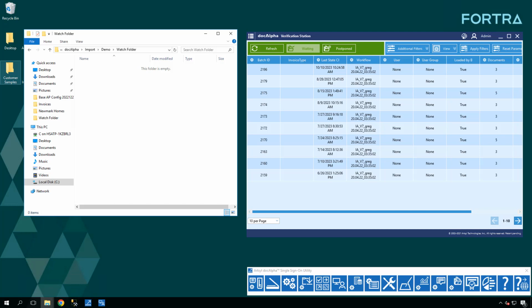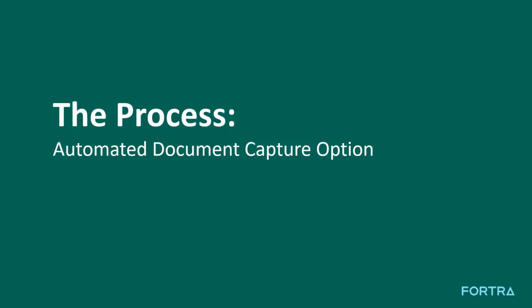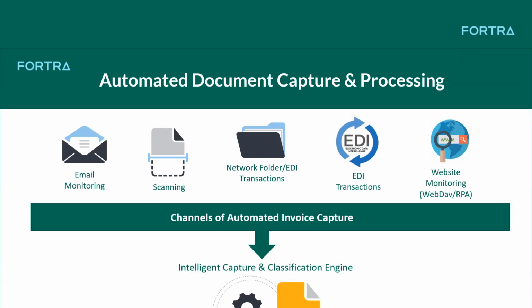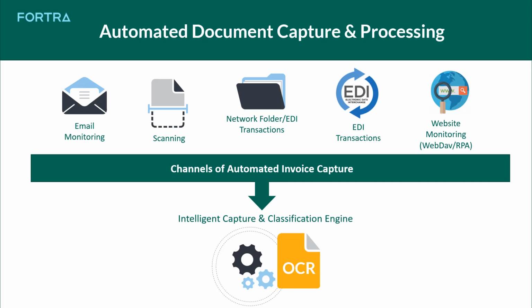Now, the system, like I was talking about before, has different ways to capture those documents, right? What I just did is drop them into a folder, but it could be email monitoring, it could be scanning into a folder. We could have EDI transactions processing there, right? We could do website monitoring via WebDAV or our RPA, robotic process automation solution. These are the different channels of automation capture that you can use to capture that information into the system. It's a very powerful process to be able to push that information in.